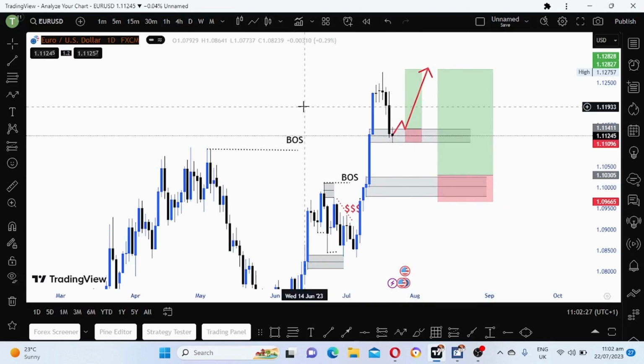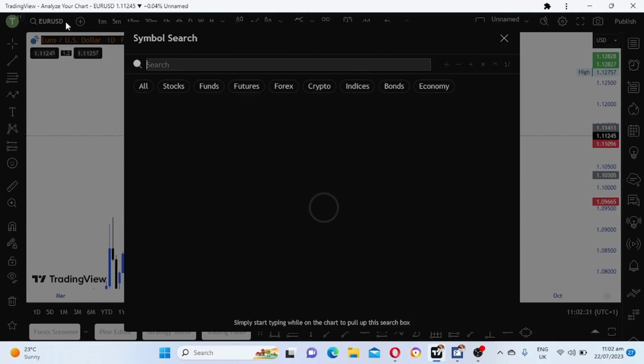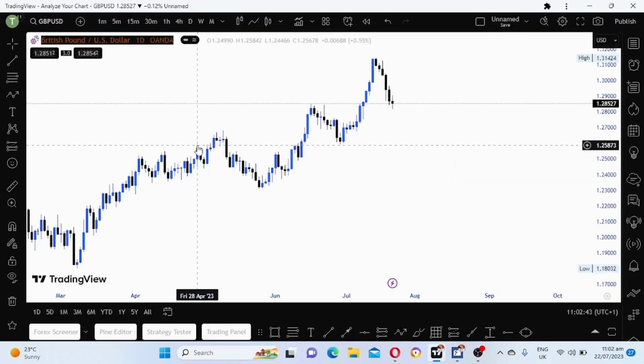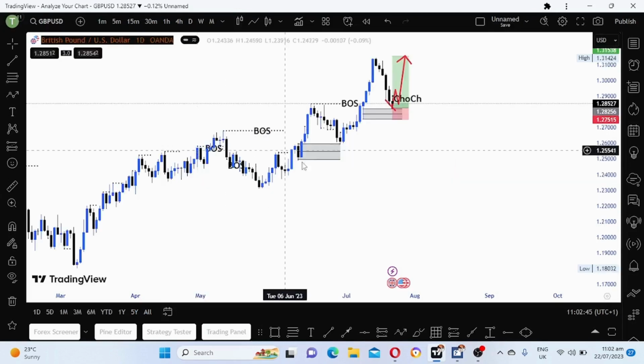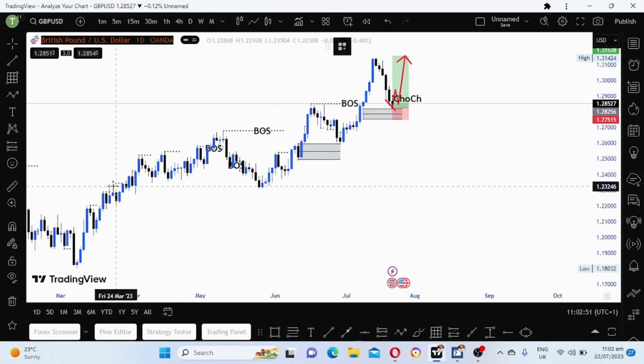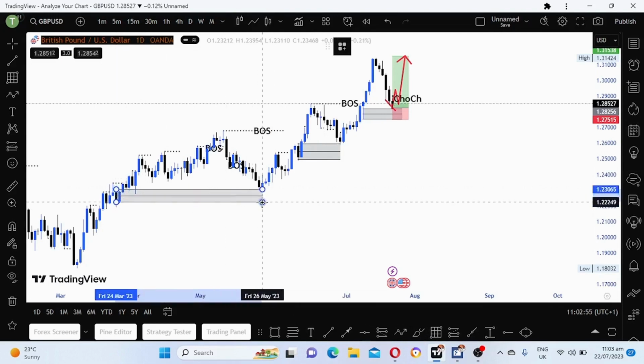So that's my view on Euro USD, guys. As you can see, price is quite clear. It is in an uptrend. We are breaking structure to the upside. So now let's look at GBP USD. GBP USD, guys, as you can see here, the market is quite clear. Just like Euro USD, the market is quite clear here. So there's nothing complicated here.